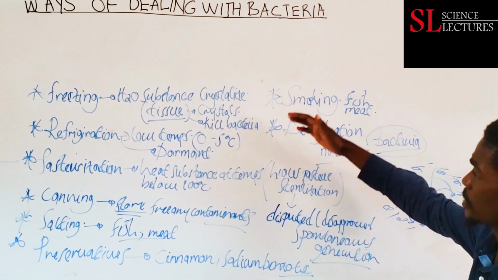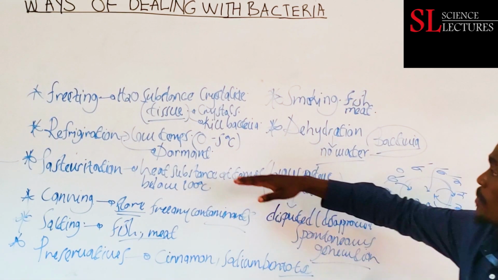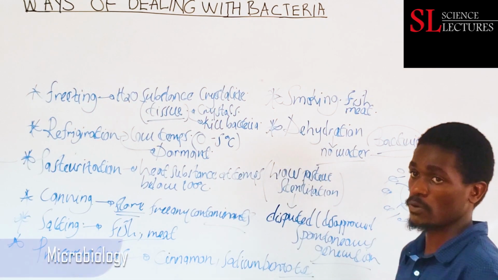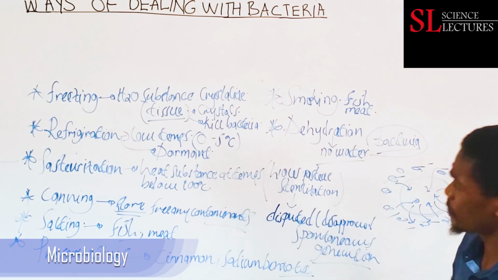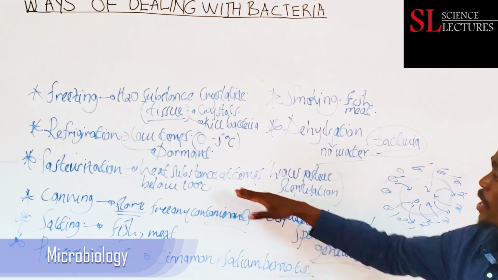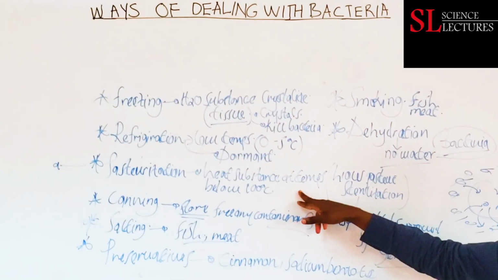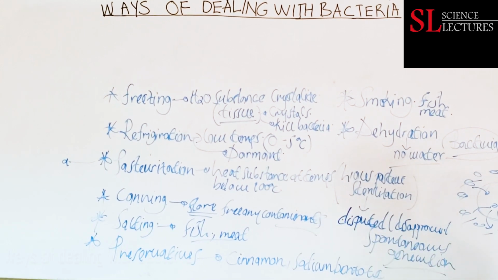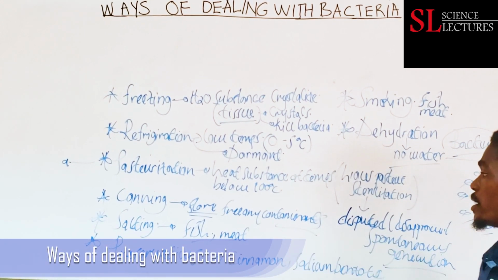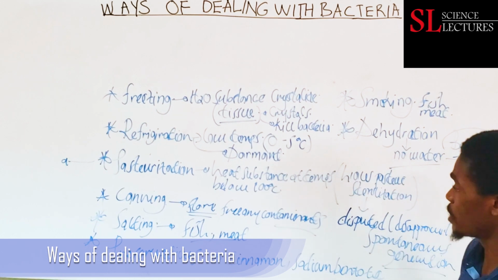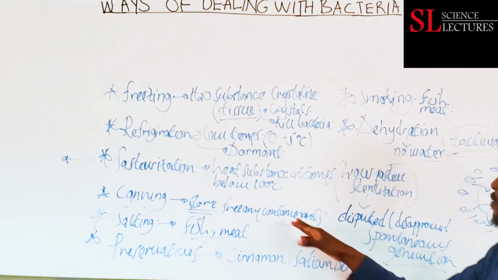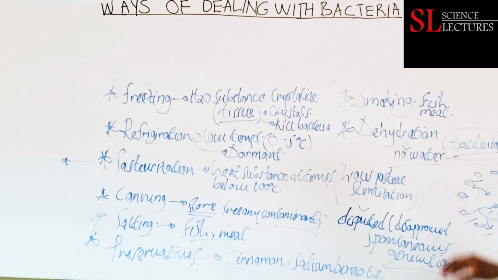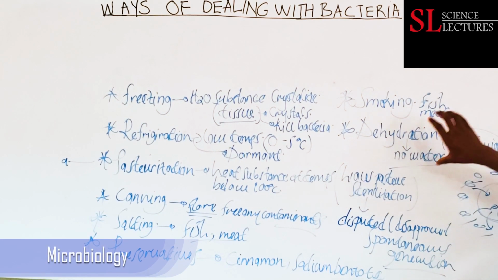We can do freezing and refrigeration, but there is a big difference between them: freezing is much more effective than refrigeration. We can do pasteurization, heating at a temperature less than the boiling point of water. Then we can do canning, which protects the substance from bacteria. We can do salting, apply preservatives, smoke and dehydrate.